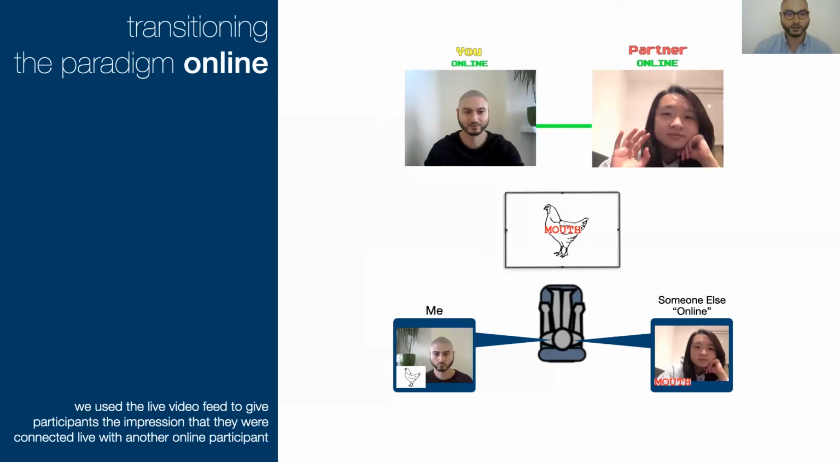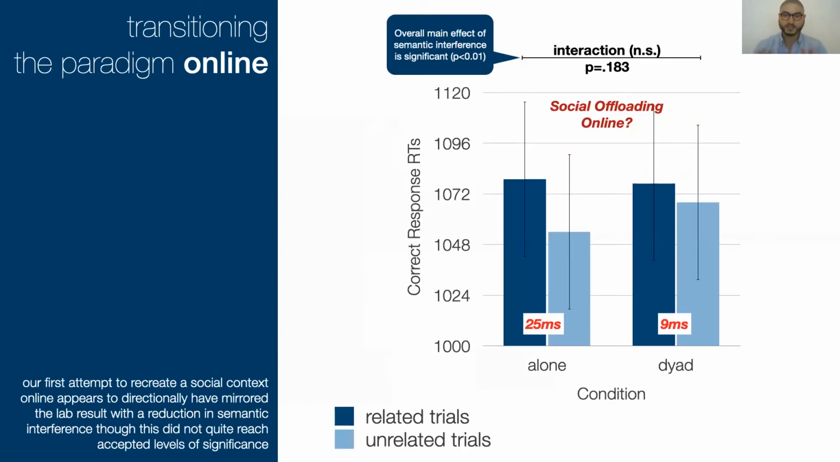And what we found when we just framed the experiment in this way was we got broadly a similar shape of result. Although it didn't reach acceptable levels of significance, we were seeing that in the alone condition, we were still getting this robust interference effect of about 25 milliseconds, and it was reducing down to about 9 milliseconds, but this didn't quite reach significance. But it gave us a little bit of confidence that perhaps we were moving in the right direction.